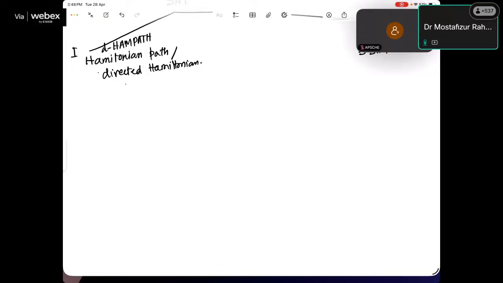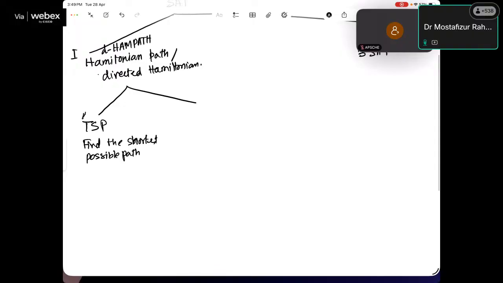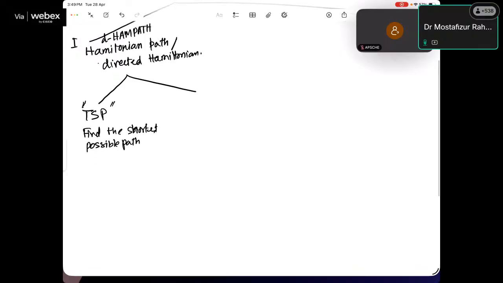The Hamiltonian path problem has 2 parts. One is the TSP, the traveling salesman problem. The traveling salesman problem is to find the shortest possible path that visits each city once and returns to the origin. I'll discuss more on the traveling salesman problem, both from the classical aspect as well as from the quantum aspect. Then another part is the Hamiltonian cycle.